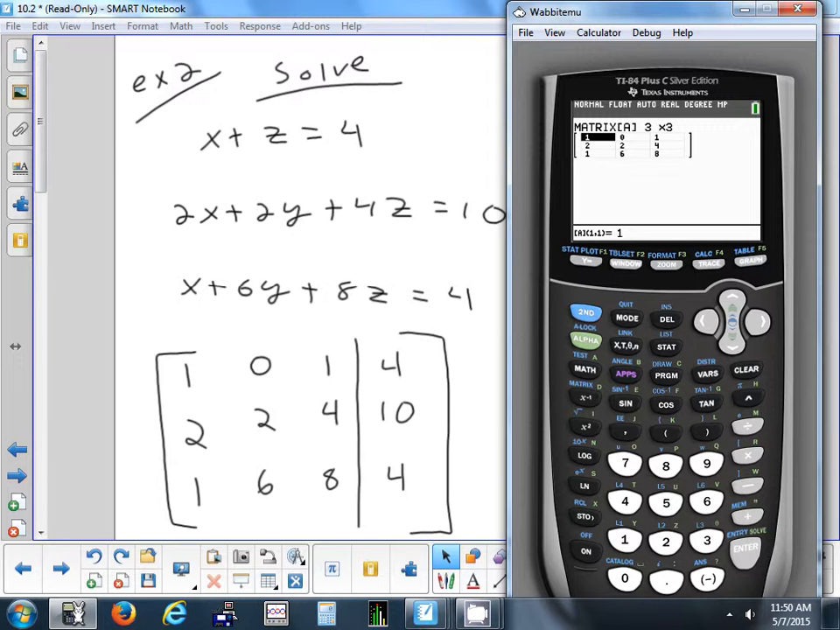Now we're going to type in all the coefficients. You just press a number, and you hit enter. The way this works is it goes across if you hit enter. All right, so you type in 101.